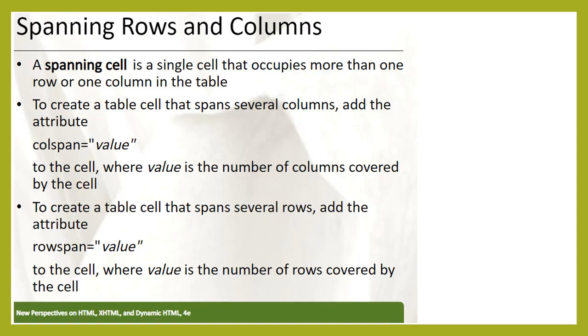Here we are discussing the important topic of spanning rows and columns. A spanning cell is a single cell that occupies more than one row or column in the table. To create a table cell that spans several columns, add the colspan attribute. We specify colspan equals value to the cell, where value is the number of columns covered by the cell. Similarly, to create a table cell that spans several rows, add the rowspan attribute. We specify rowspan equals value to the cell, where value is the number of rows covered by the cell.